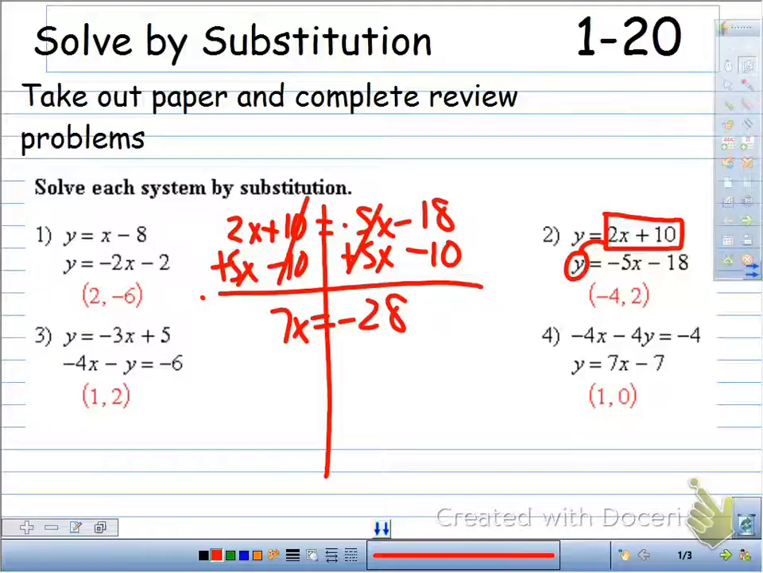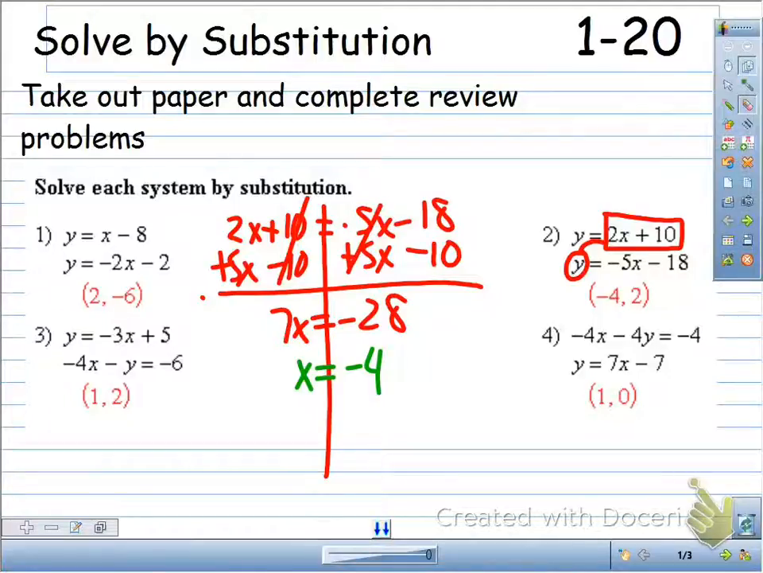Be careful when adding, okay? Don't want to make any of those types of mistakes. Divide both sides by 7. And I'm going to get x equals negative 4. So I have my x answer. Now I just need my y answer. So I'm going to have to plug it back in.